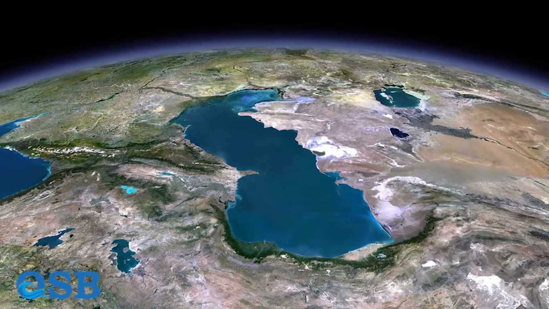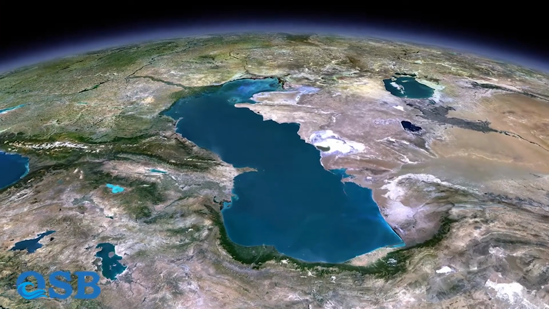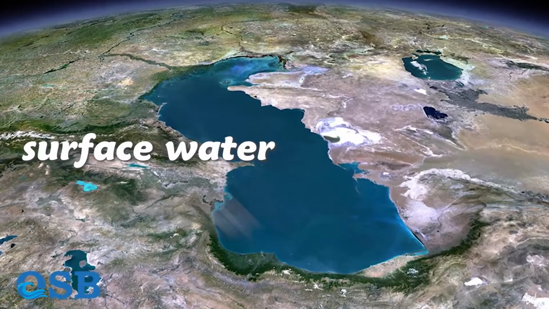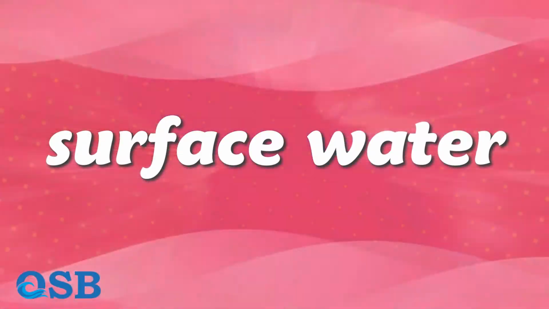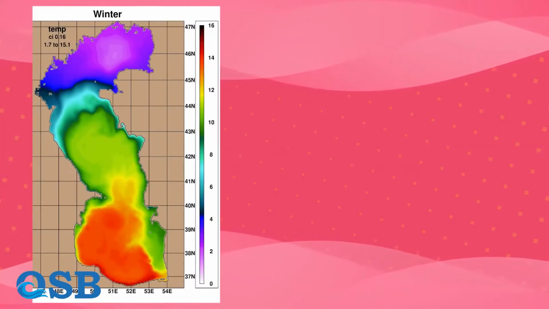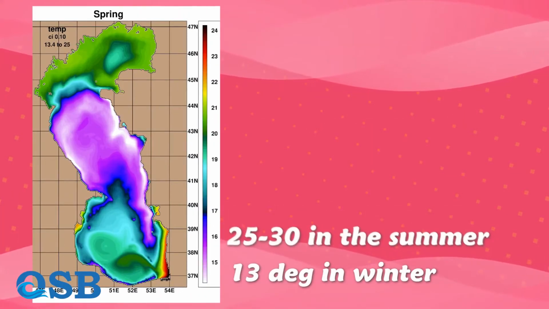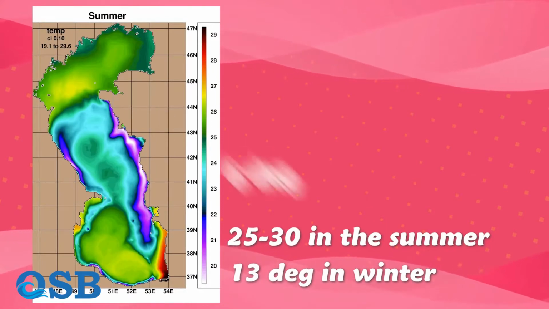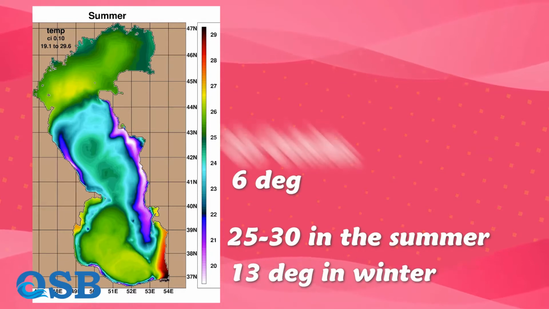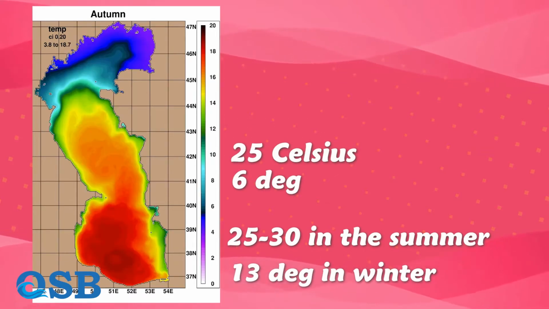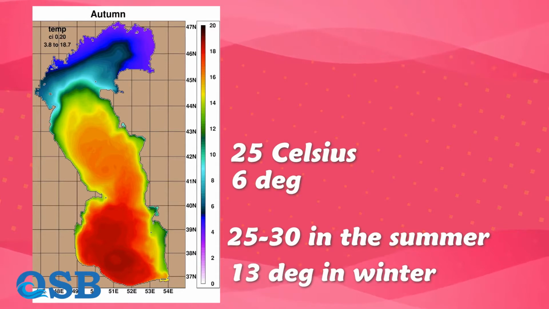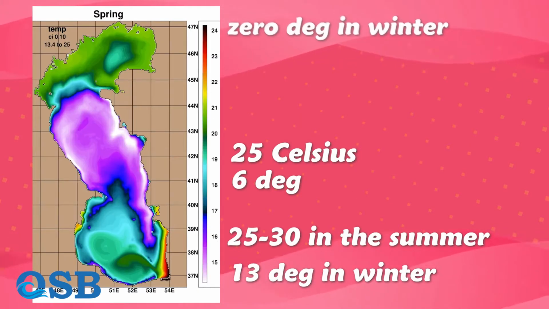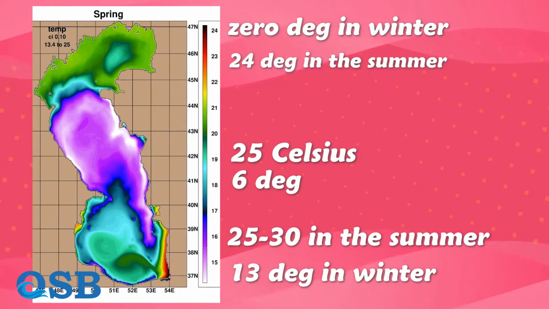For a better understanding of the Caspian Sea water properties, we divided our discussion into two parts: surface water and depth water. Let's start with surface water. The surface temperature in the southern part varies from 13 degrees in winter to 25 to 30 in the summer. In the middle part, while in the winter the temperature can be 6 degrees, in the summer it can reach 25 Celsius. However, the greatest temperature variability is in the northern part, where the temperature goes from 0 degrees in the winter to 24 degrees in the summer.